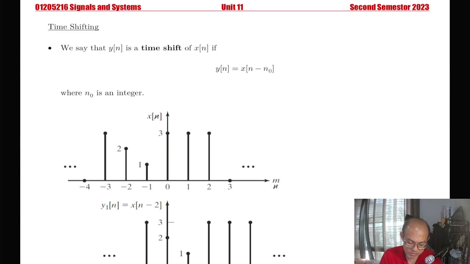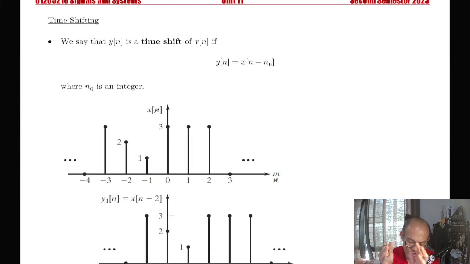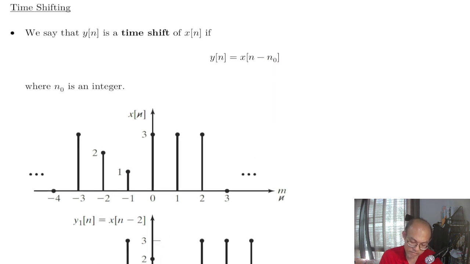The next one is called time shifting. Time shifting is easy. You just shift it left or right by adding a constant to n. If n0 is positive, then you are shifting it to the right. But if n0 is negative, then you're shifting it to the left. So for example, if you say that y1 is equal to x of n minus 2, then y1 is just x of n shifted to the right by 2 samples.